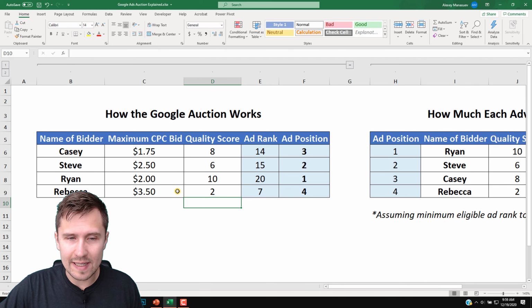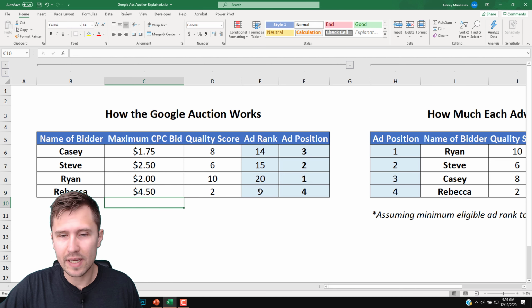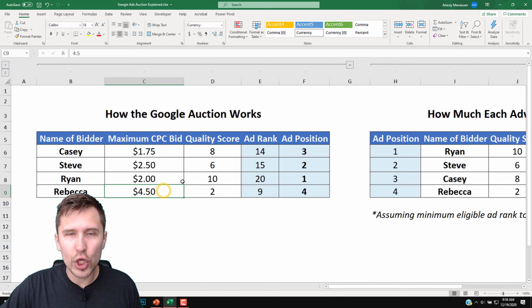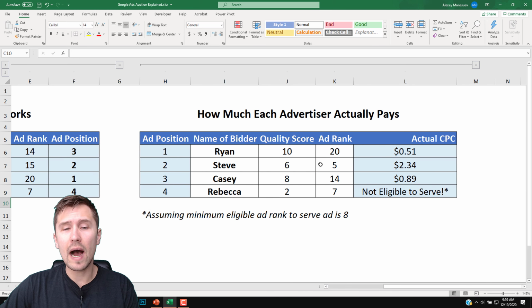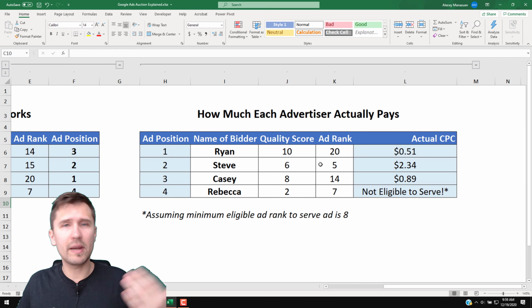But if you increase this by 1 to a 4.5, it's only a 9, right? So quality score makes a much bigger difference than CPC bid, which is why it's so important. So the higher your ad rank above somebody else, the lower you pay.